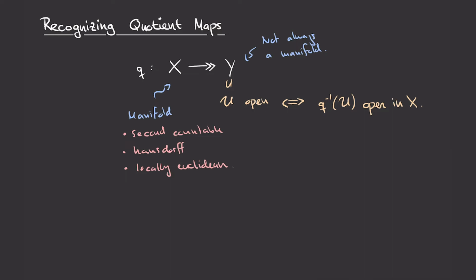Therefore, if we wanted Y to be a manifold, we would need this quotient construction to preserve each of these three properties. But in fact, it's possible to construct examples where any of these properties is not preserved by taking a quotient. For instance, one can start with a manifold and then construct a quotient space that is not second countable. Or you could start with a manifold and construct a quotient space that isn't Hausdorff, and so on. The take-home message here is really that when you're working with this quotient construction, you shouldn't just blindly expect properties from the original space to transfer to the quotient.